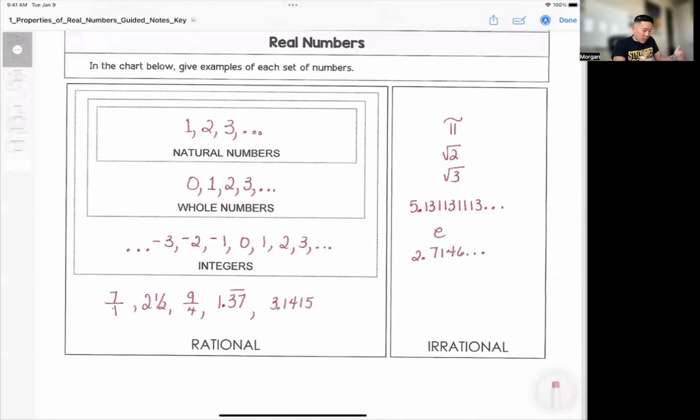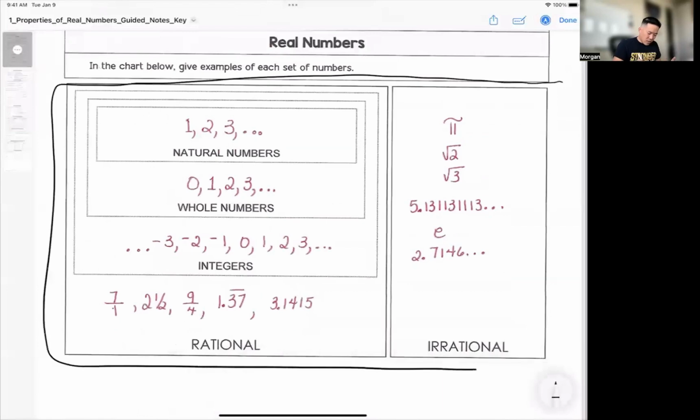If I could put a big box around these, they are all real numbers. These should have a box, and those are just generally called real numbers. If you put it all together, these are my real numbers.